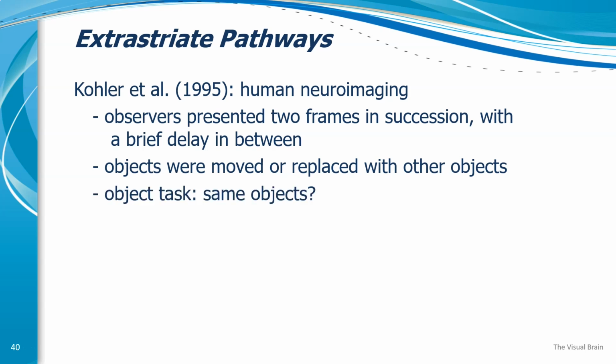You can set it up as an object task, and you're asking people, in frame 2, were there the same objects? Like they might have moved around, but the question is, were they the same objects, yes or no? And you press the button as quickly as possible. You can also set it up as a where spatial task. So whatever the objects were in frame 1 and frame 2, are they all in the same locations? Again, yes or no. Now this isn't super hard.